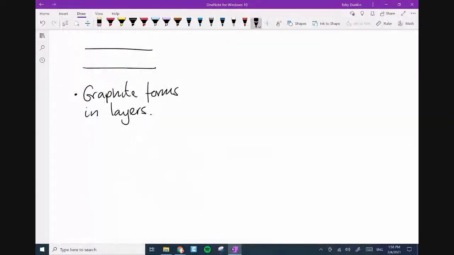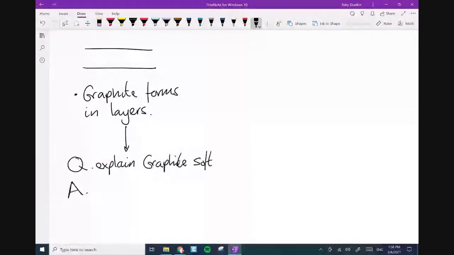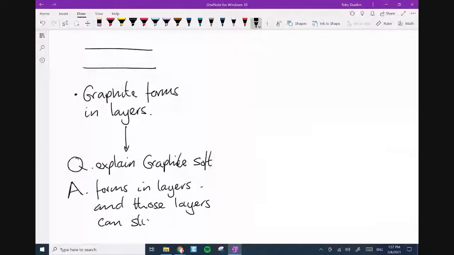So this one here we can add an explanation to. The question is, explain why graphite is soft. I'm just keeping it simple for your notes. Answer: it forms in layers, and those layers can slide, just like metals can. So that's diagram number 1. Diagram number 2.